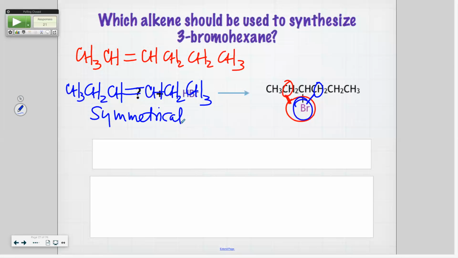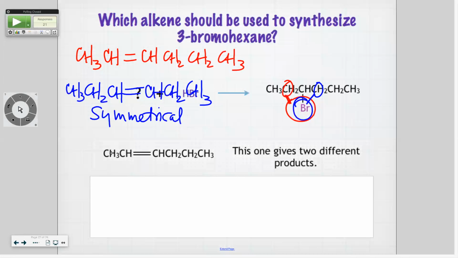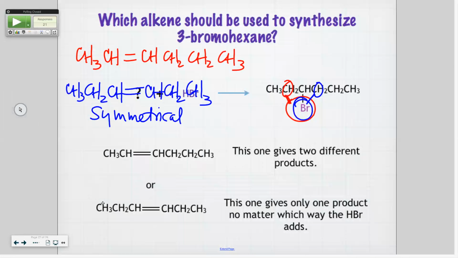If you add HBr to this one, notice you get the same thing no matter which way it adds. If you put the H on the left or the right and the bromine on the other, you're going to get 3-bromohexane, right? That makes sense. Those are some of the things to look at when you have to figure out which one to use. This one, the top red one, gives two different products, and the bottom one, the blue one, would only give you one product. So it's a whole lot easier to do a simple distillation and be done with it than to take that top one and have to separate those two with fractional distillation, maybe multiple times. Okay, makes sense?